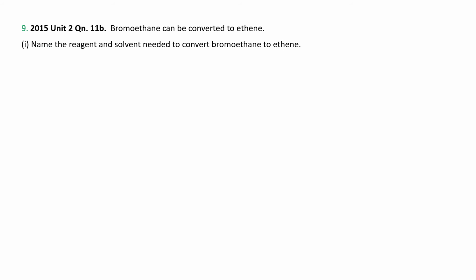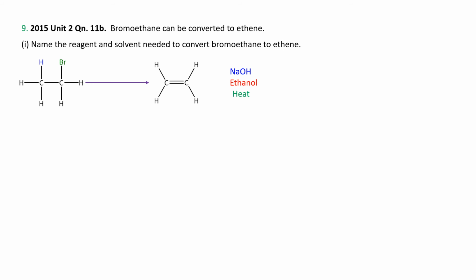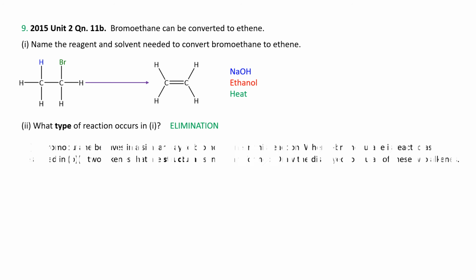Very similar question. Bromoethane can be converted to ethene. So there's bromoethane, turn it into ethene. What are we going to do? Well, we are eliminating. So we're going to use sodium hydroxide in ethanol, and that will lose the HBr, giving us this. Type of reaction, well, I've just said it's elimination.